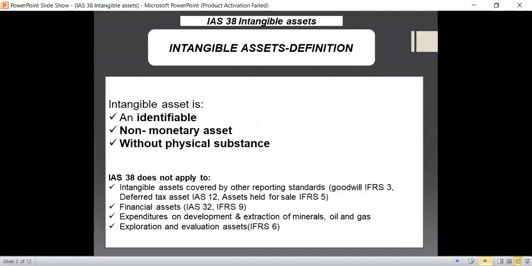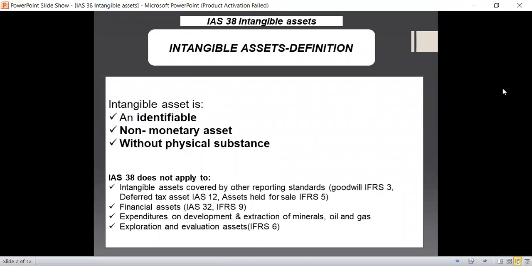IAS 38 defines intangible assets as an identifiable non-monetary asset without physical substance. As you can observe, there are three major points to be considered for this definition. Let us discuss them one by one.